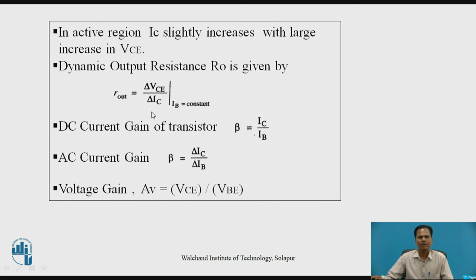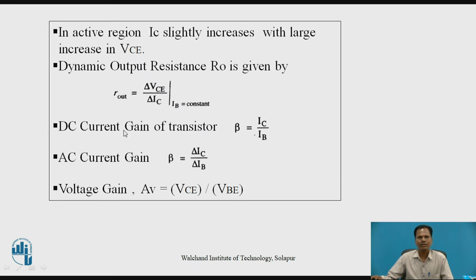From these output characteristics, we can get the AC or dynamic output resistance of the transistor, designated as RO. It is given by delta VCE, the change in collector to emitter voltage, divided by delta IC, the change in collector current, at a certain constant value of input base current IB. For a large increase in collector to emitter voltage, there is a slight increase in collector current IC. So the output resistance of a transistor in common emitter circuit configuration is very high.